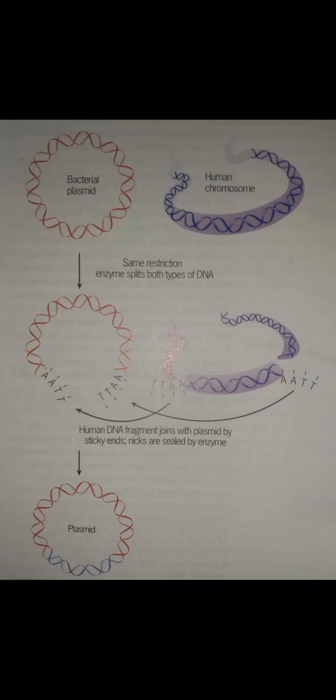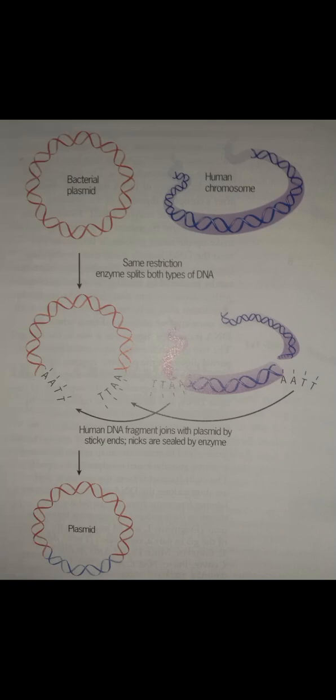When we look at the structure, you could see the bacterial plasmid and the human chromosome. The same restriction enzyme splits both types of DNA. The human DNA fragment joins with the plasmid by sticky ends, and nicks are sealed by an enzyme. So this is the formation of a recombinant DNA molecule in this example.